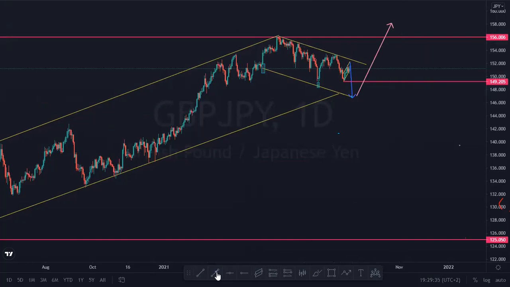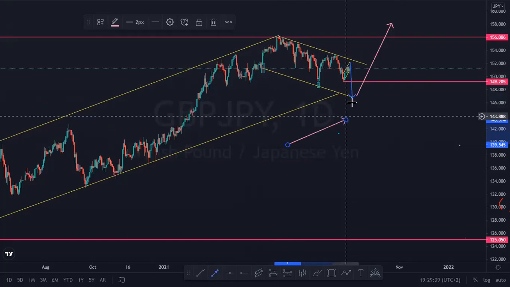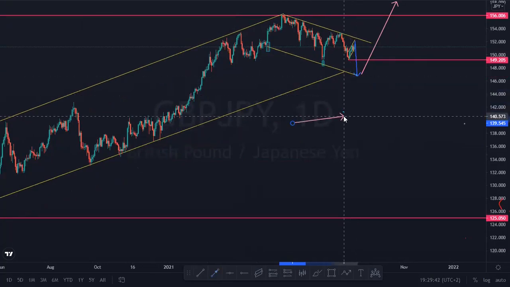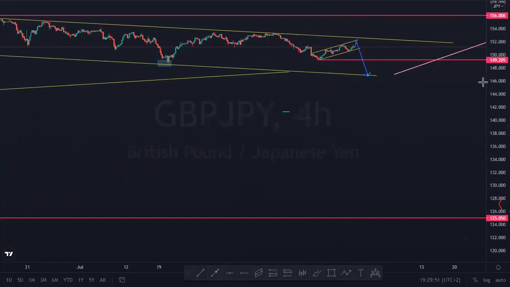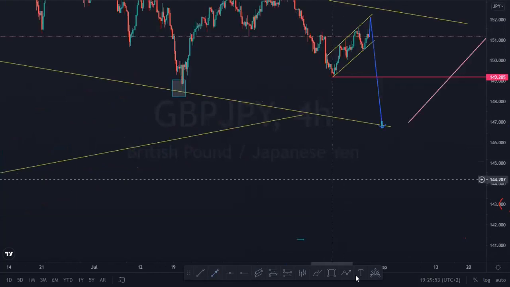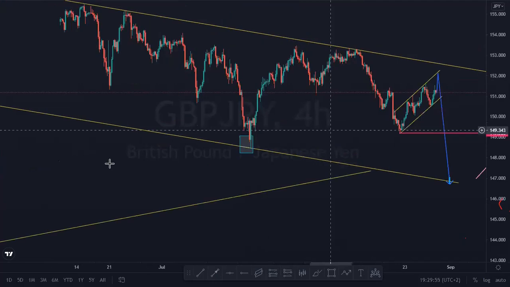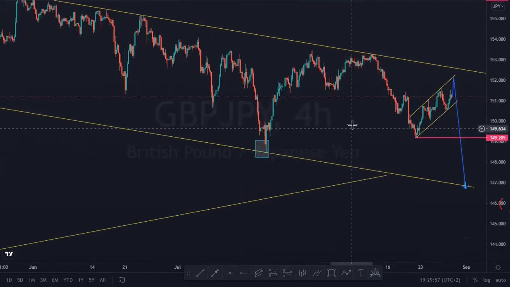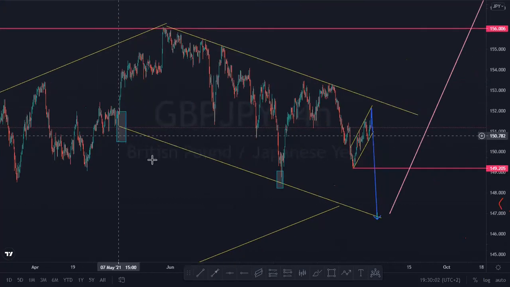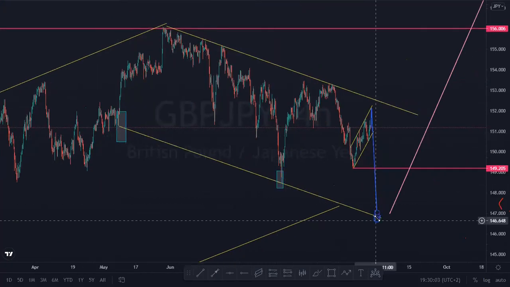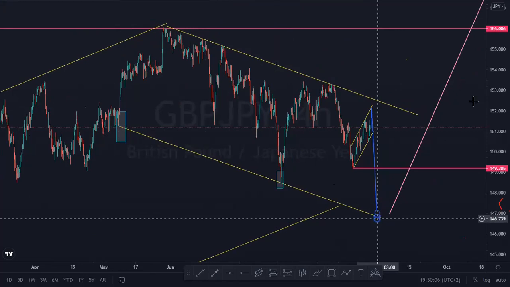Check how many touches are formed here. There's 1, there's 2 touches, and there's a third touch. But you're going to see that nicely on a 4-hour time frame. Let's go on a 4-hour time frame. See what I saw here on the 4-hour time frame, guys. You can still see here the first touch, second touch, and the third touch is coming here.